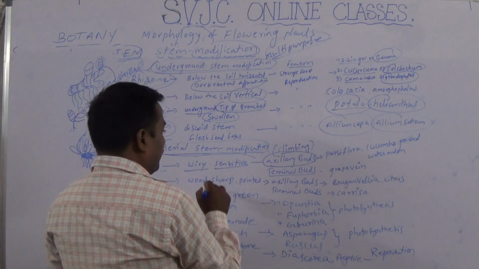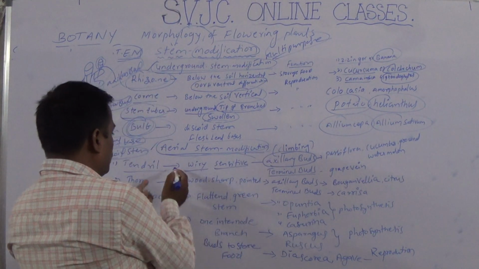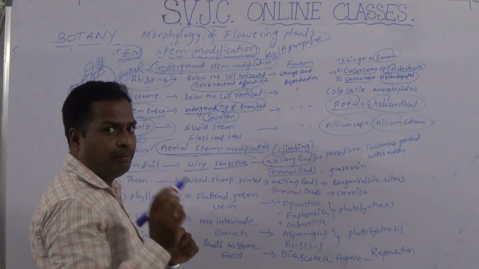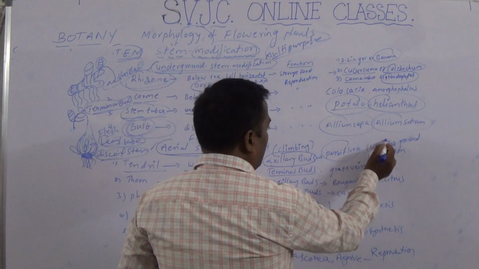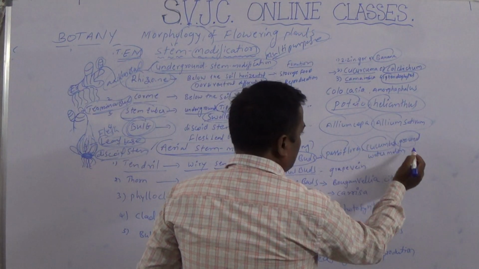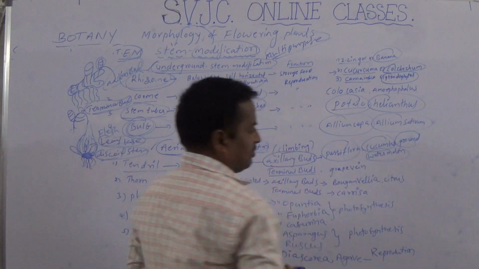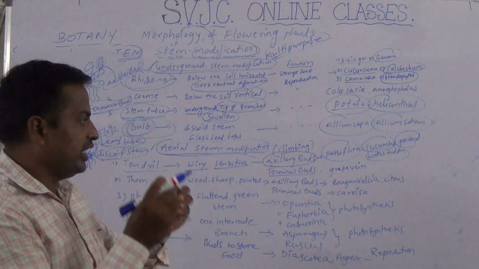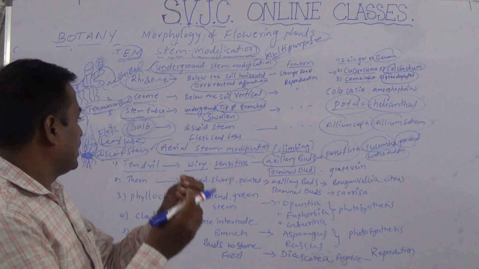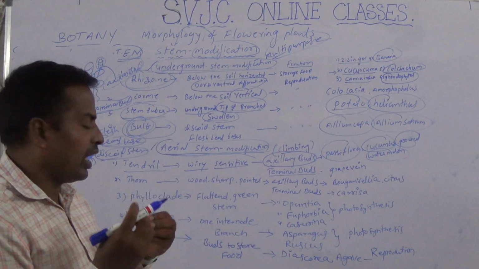Example: in which plants do the axillary buds develop into tendrils? The example is very important. Passiflora, cucumber, ground gourds and watermelon. In those plants, the axillary buds develop into tendrils, useful for climbing.